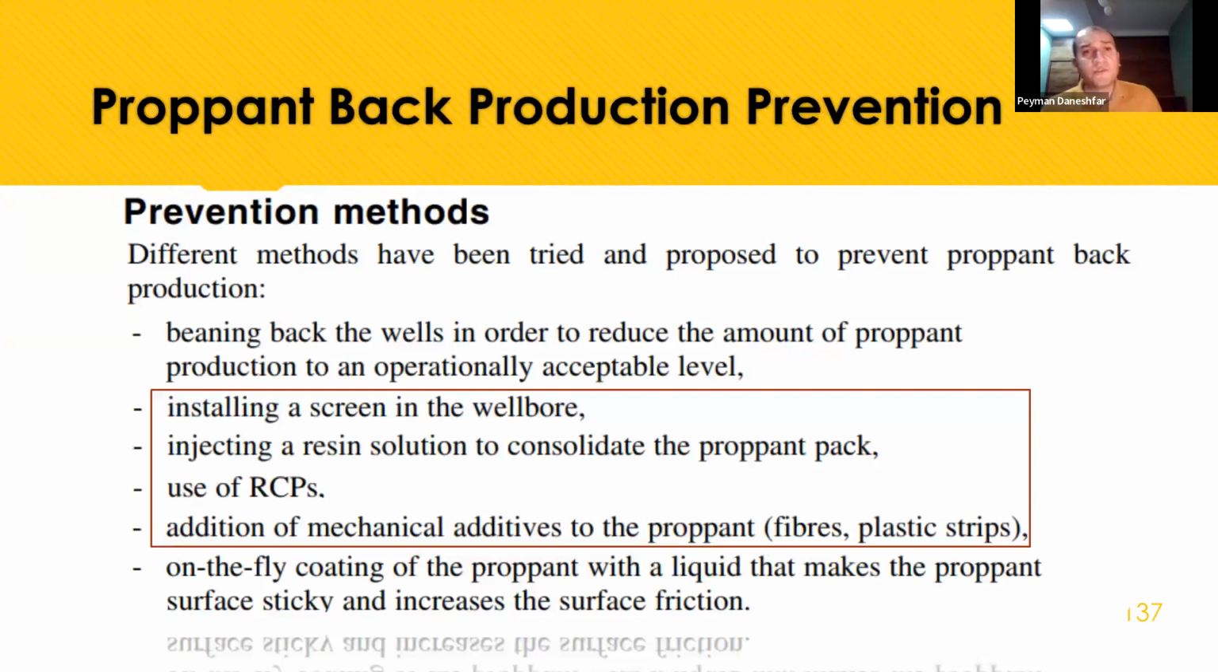How can we prevent back production? We can use partially curable resin-coated Proppants, RCPs, and bring back the well in order to reduce the amount of Proppant production to an acceptable operation. Other options are installing a screen in the wellbore, injecting a resin to consolidate the Proppant pack, use of RCPs, addition of mechanical additives to the Proppant such as fibers or plastic strips, because they gather but leave some pores between them, and coating the Proppant with a liquid that makes the Proppant surface sticky and increases the surface friction.